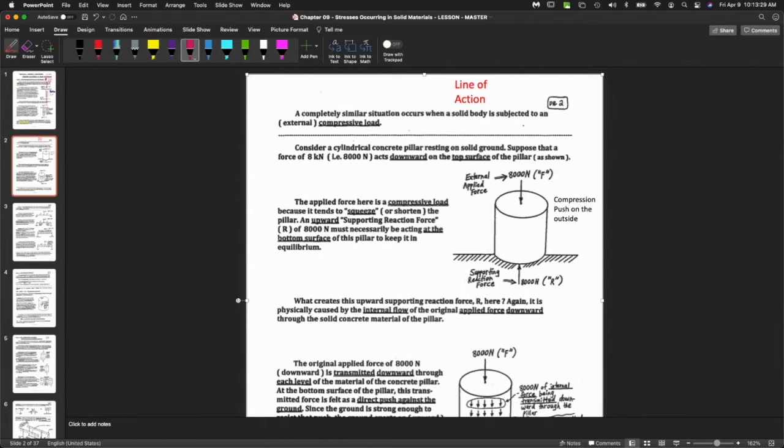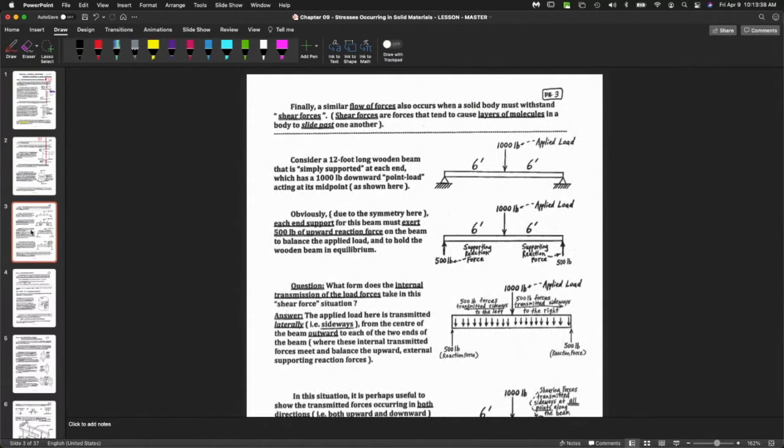Let's see here. So here's the line of action right through the material and in line with the forces. Shear is when you don't have a line of action that coincides with all the forces. You see here, this is a beam. We have a beam here, and here are the forces that are acting on the beam.